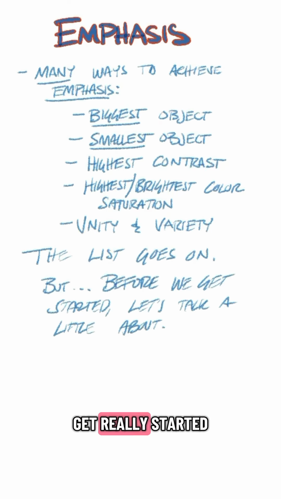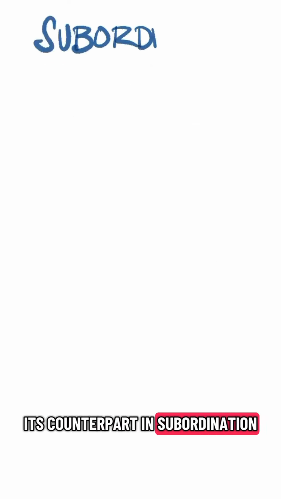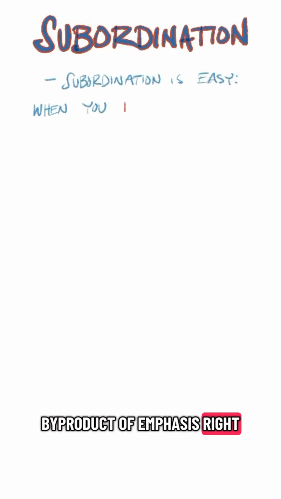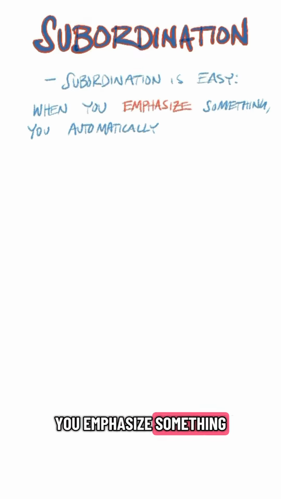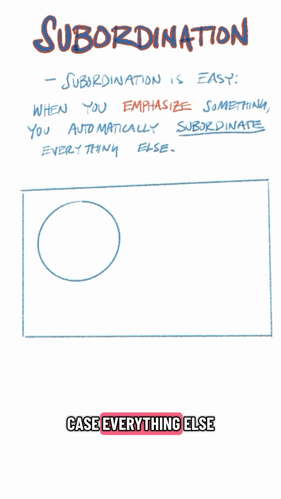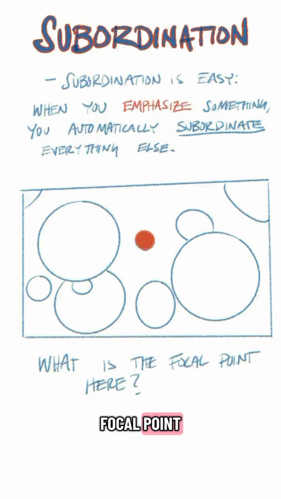And before we get really started into making a composition, let's talk about its counterpart in subordination. Now, this is actually kind of an easy one. Subordination is the natural byproduct of emphasis, right? It's easy. If you emphasize something, it means that by contrast, you are subordinating something else, or in this case, everything else. So in this composition here, what would you say is the focal point?